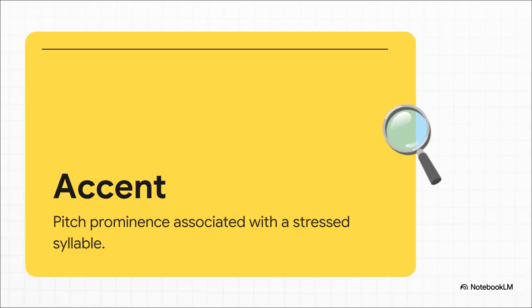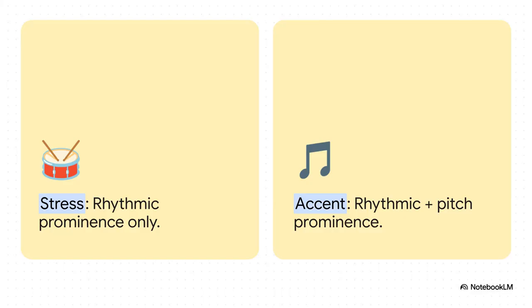Now, contrast that with accent. Accent is pitch prominence that's specifically tied to a stressed syllable. I know they sound super similar, and they are closely related, but they definitely aren't the same thing. While stress is all about that muscular effort and rhythmic beat we just talked about, accent specifically involves a distinct movement, a real noticeable change in pitch. Honestly, understanding this exact difference is your perfect model for a short answer exam question.